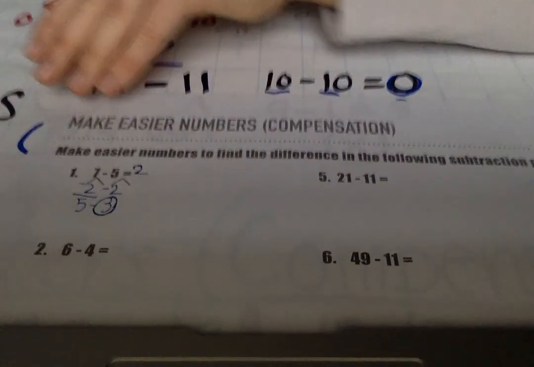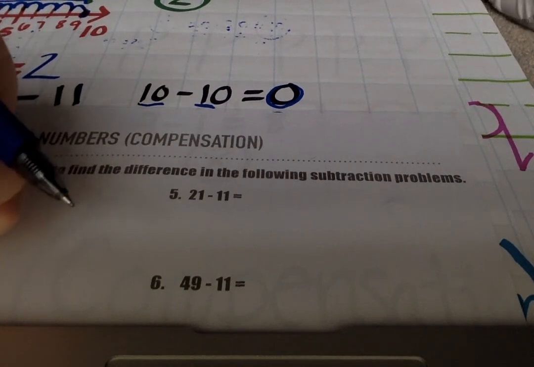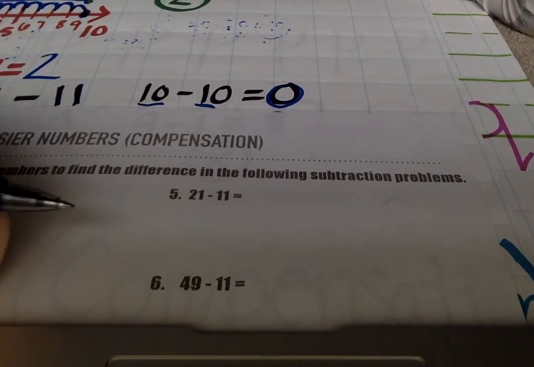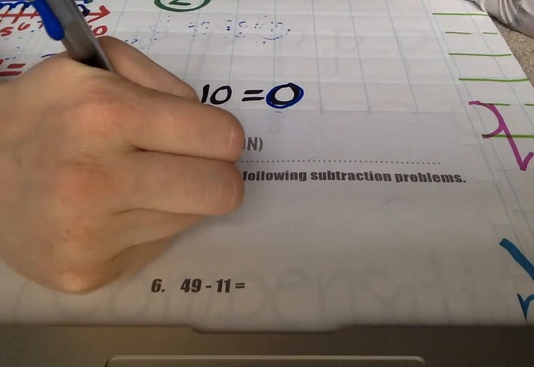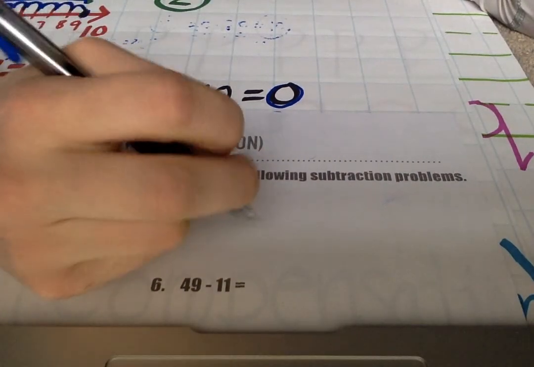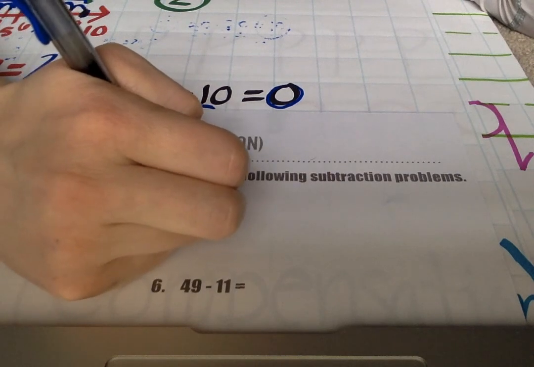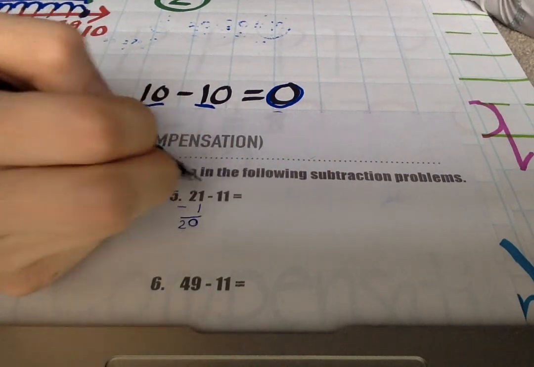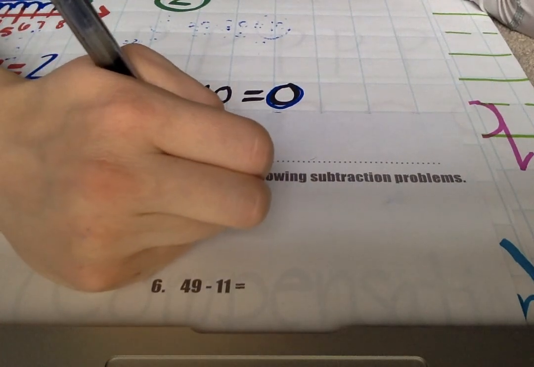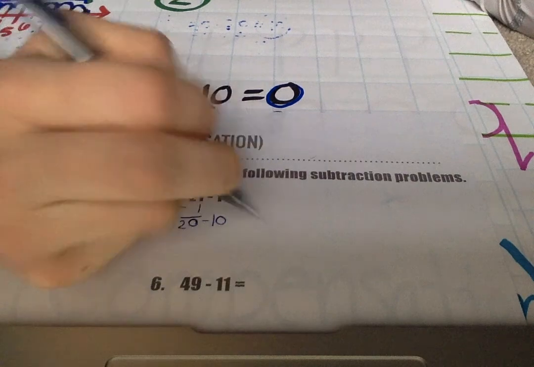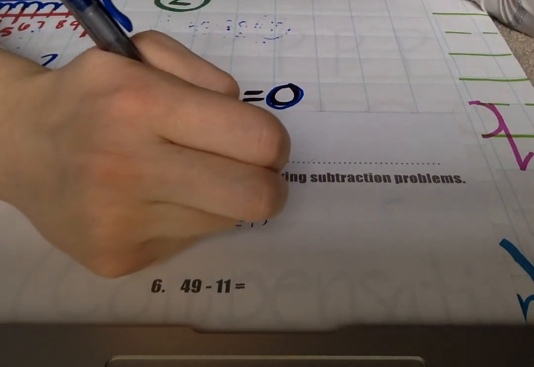Let's jump over to number 5, right across from number 1, and do that one together. Now I'm thinking 21 is not really a number I want to work with, but it's really close to 20. So I can get to 20 by subtracting 1. And that makes this number 20. One way I can compensate is by subtracting 1 from my 11 and doing 20 minus 10. That's pretty easy for me, right? 20 minus 10, I know right off the top of my head is 10, because I can count by tens.